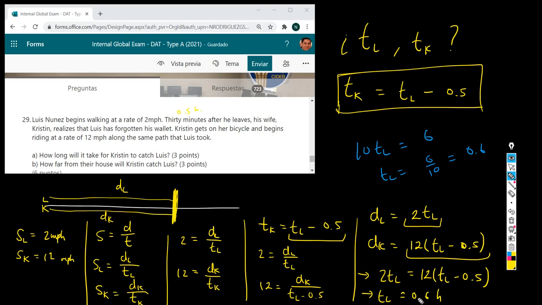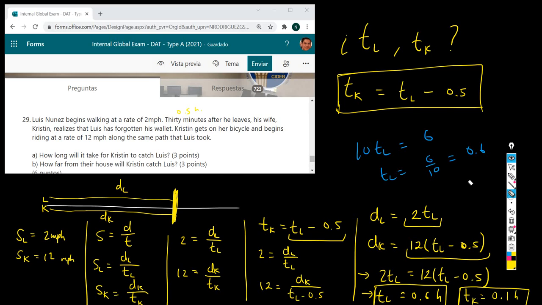0.6 hours. So they're gonna meet 0.6 hours after Luis begins walking. And if you take as reference Kristen, then the answer would be 0.1 hour. So whether you answer this taking into consideration the starting point of Luis, or this taking into consideration the time at which Kristen started writing, I should have marked either of these correctly.